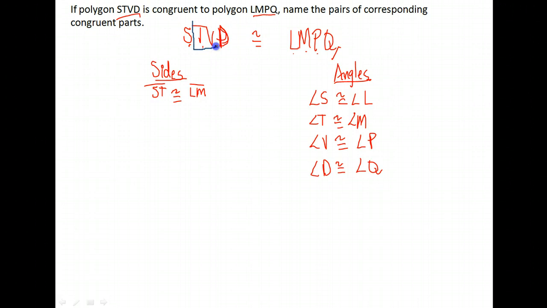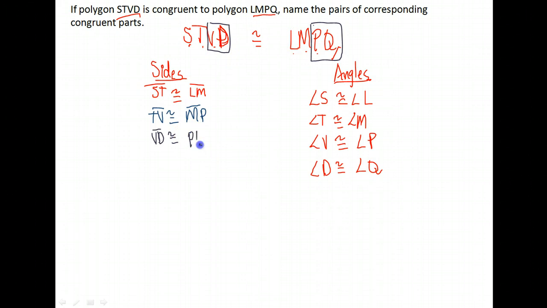Here's my next two letters in this name, TV. So TV are the two middle letters. It should correspond to the side made up of the two middle letters of this name, MP. So the line from T to V should be congruent to the line from M to P. Let's go to our next. Our next pair would be the line from V to D, which should be congruent to the last two letters in the name, from P to Q.